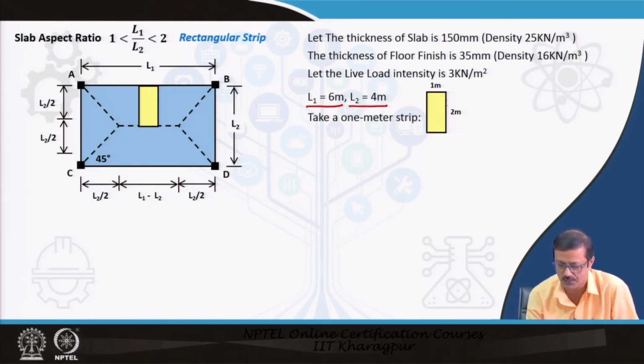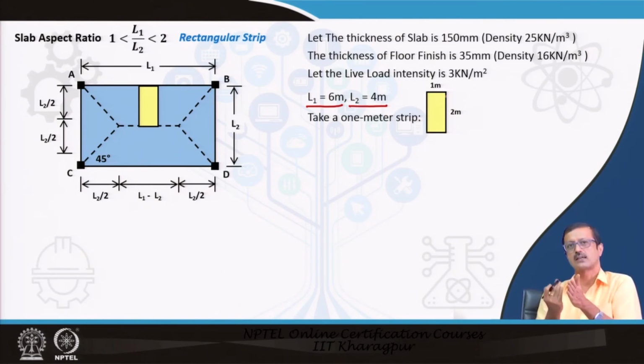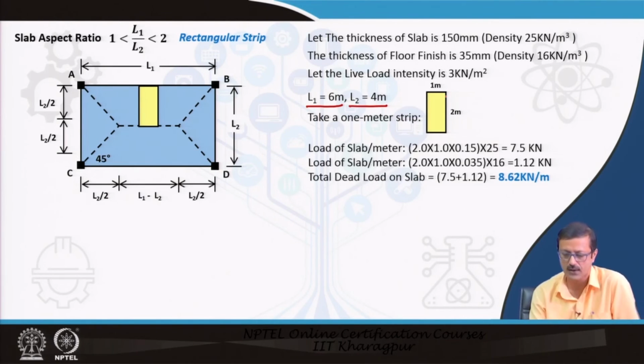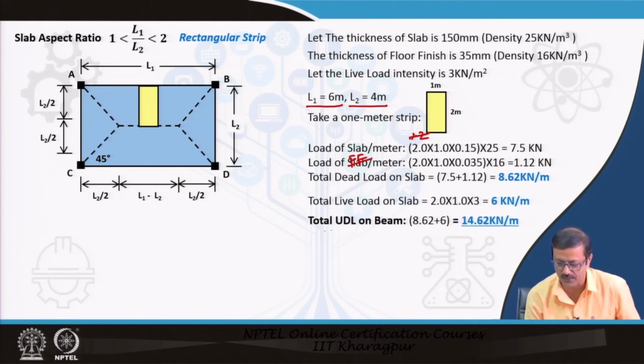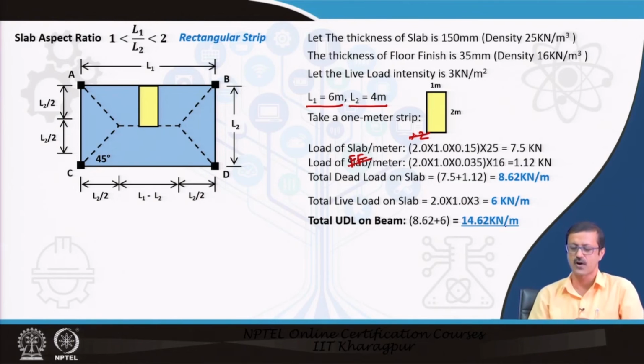So this is your strip length, 1 meter one side fixed, and the other side is half of L2. Now L2 is 4 meter, so half of L2 is 2 meter. So I have found out this has to be floor finish. Earlier it was 1.2, so now it is going to be 2. So I have changed those calculated values and also the slab load. So finally the UDL is 14.62 kilonewton. But is it going to be UDL?